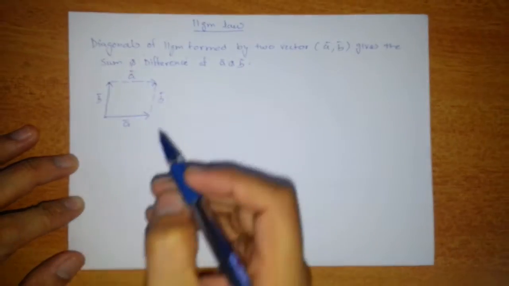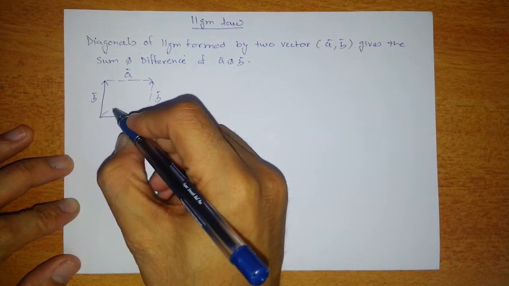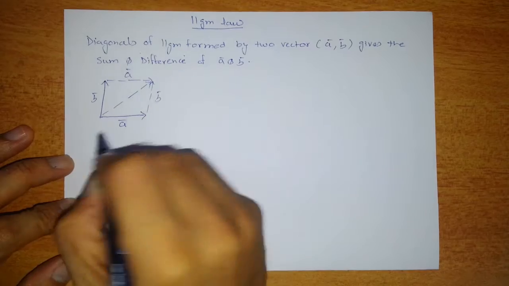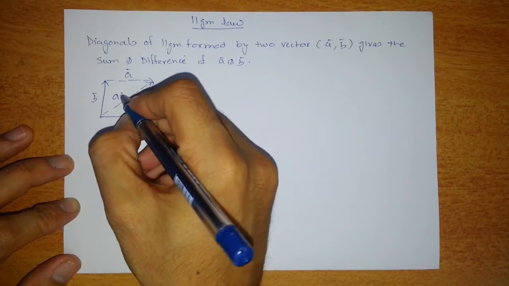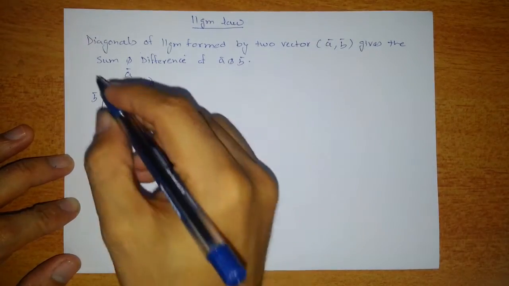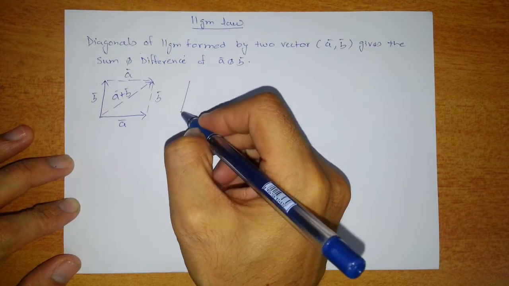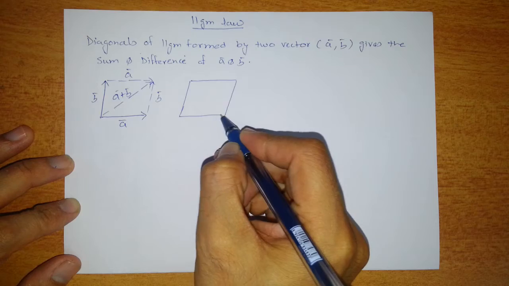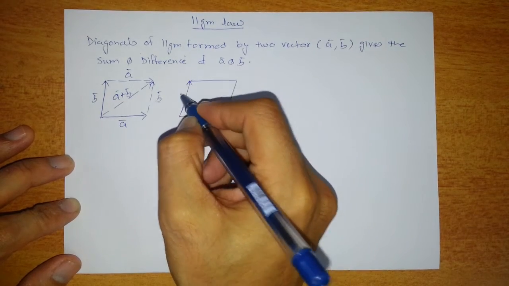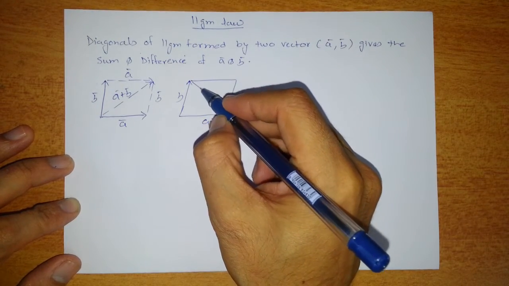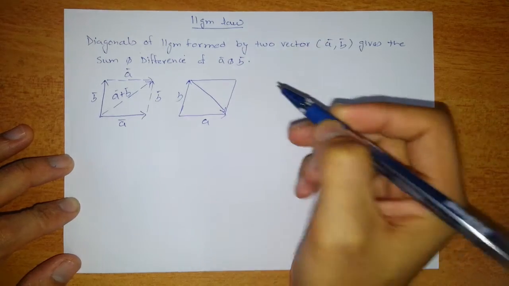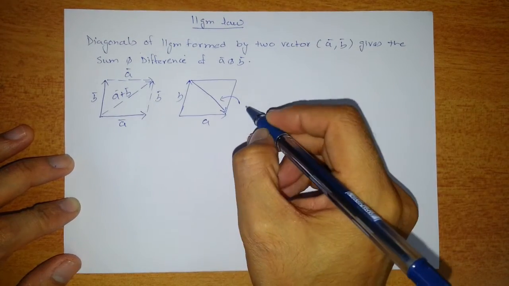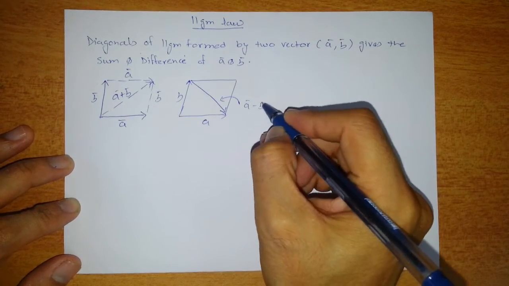This is vector B, and this diagonal will be A plus B. And the other diagonal, again I'm redrawing the parallelogram. This is A, this is B, and this diagonal will give you vector A minus vector B.